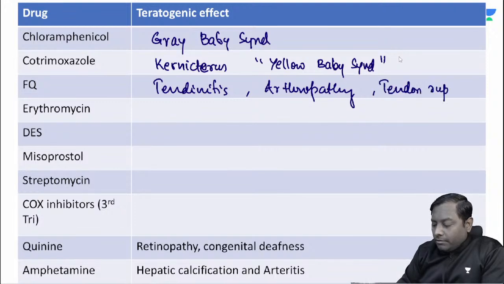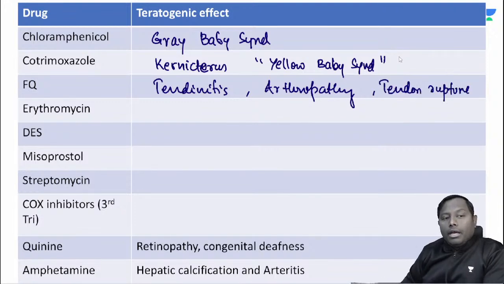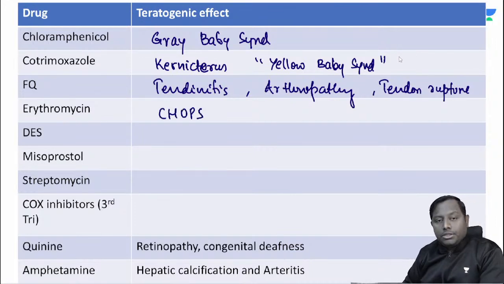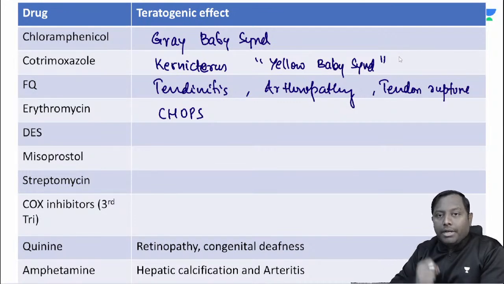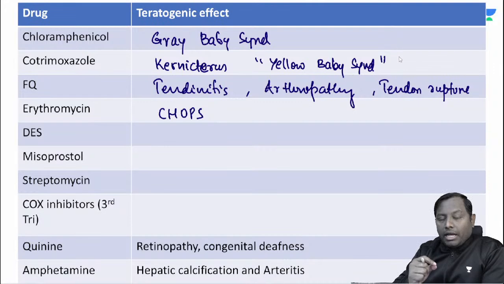Tendon rupture. 2021 NEET PG question. Erythromycin will be leading to congenital hypertrophic obstructive pyloric stenosis. So what will be the clinical picture of this one? Newborn with an olive shaped lump in the epigastric area. Has it been asked? FMG has already asked it. Okay, non-bilious vomiting. Always remember non-bilious vomiting and an olive shaped lump in the epigastric area.